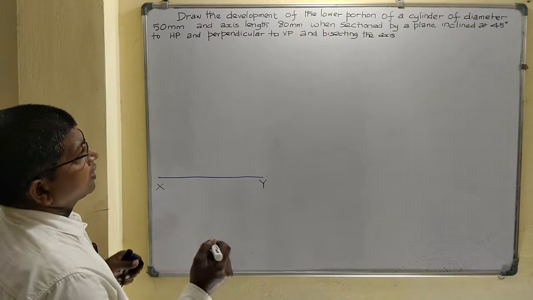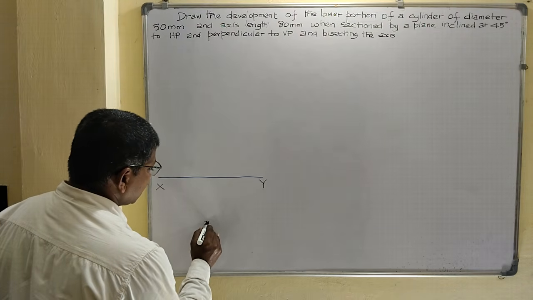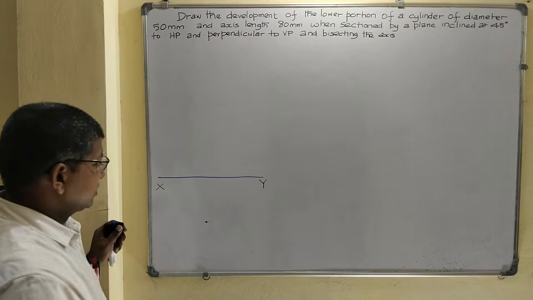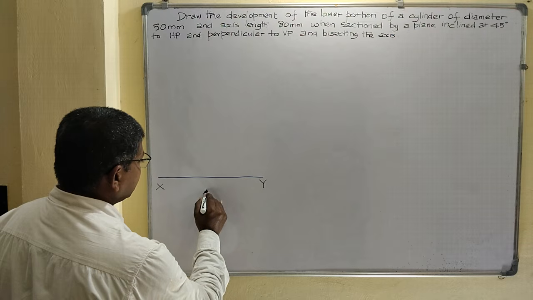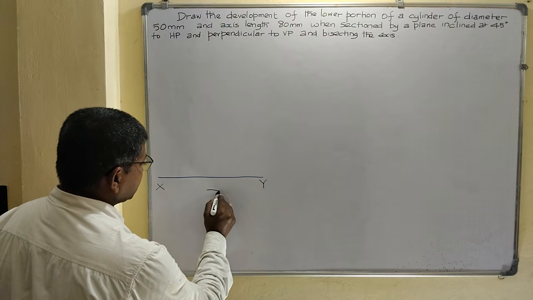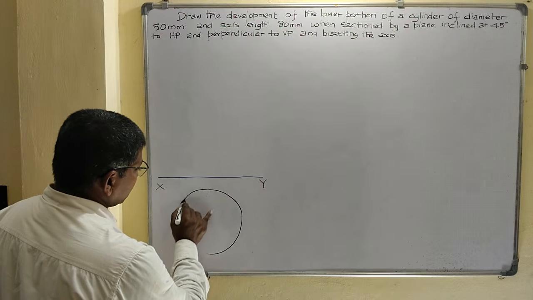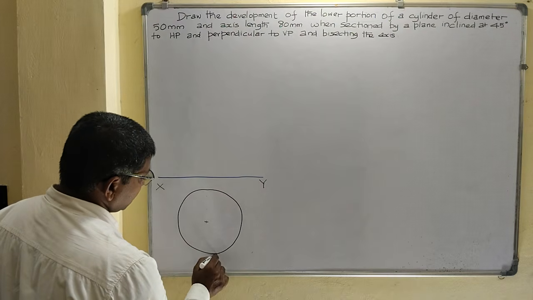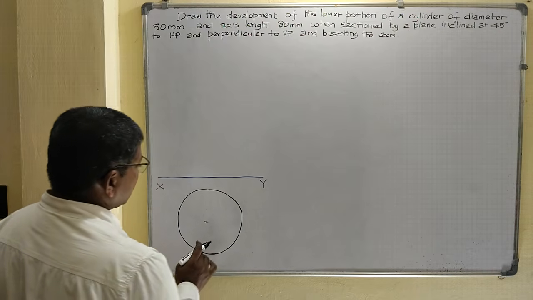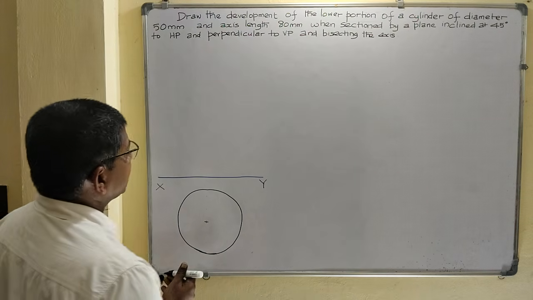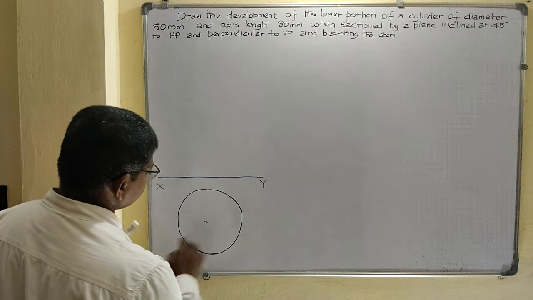Cylinder of diameter 50 mm, so 25 radius. Draw the top view first, 25 radius. Using the measurement, draw the 50 mm diameter of the cylinder top.